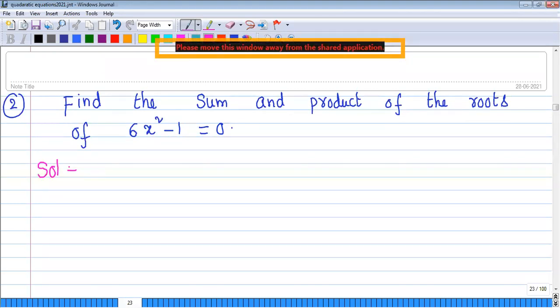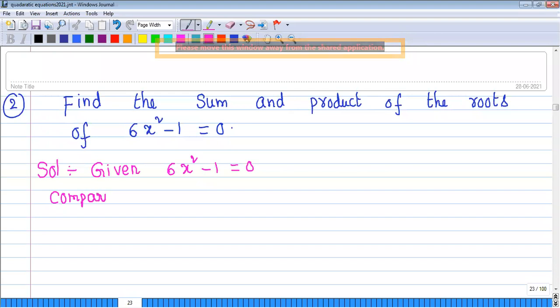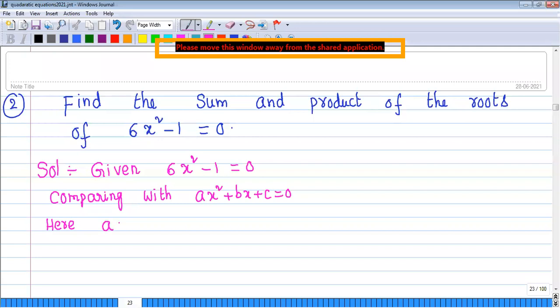See the solution. Given 6x square minus 1 is equal to 0. Here the coefficient of x is absent, that means b is absent. Comparing with ax square plus bx plus c equals to 0, what is the value of a? The coefficient of x square is 6, so a is 6. There is no b, so b is 0. The constant term c is minus 1.